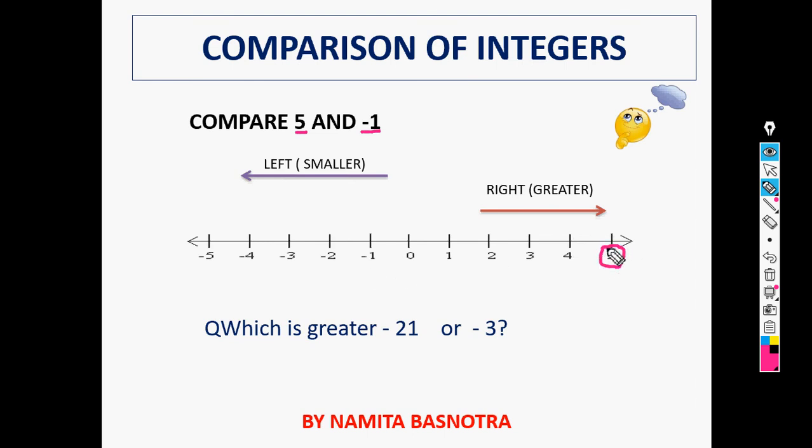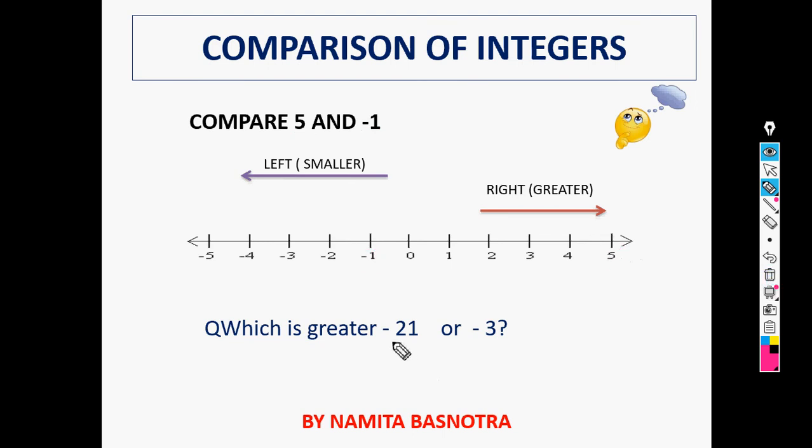So my 5 on the number line is here, and where is my -1? -1 is over here, right? So out of these two, which number is on towards the right on the number line? Yes, 5 is on the right, so that means 5 is greater than -1. So this is how you can just imagine also without drawing the number line which number is greater.